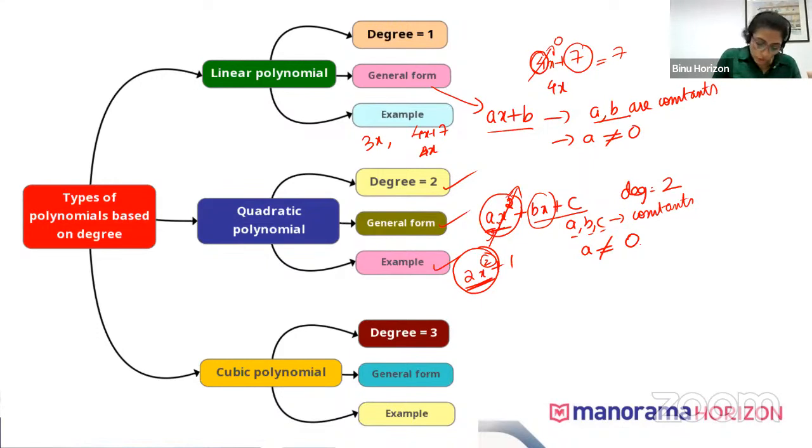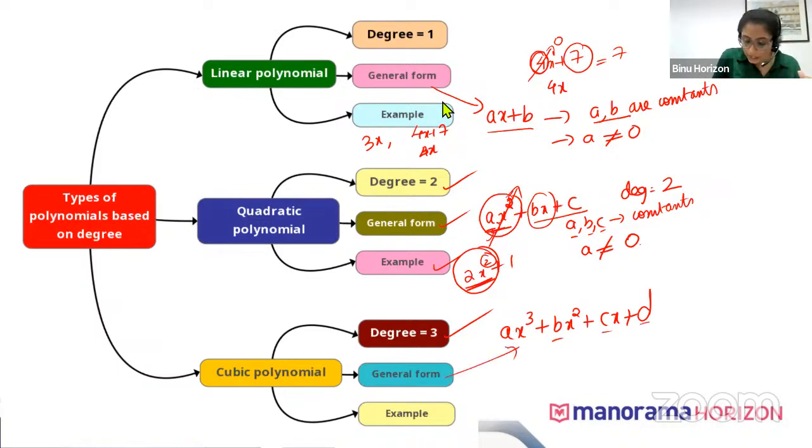Understood? Now coming to the cubic polynomial, it is of degree 3. Degree 3 means it will go to the higher level. It will take one more constant. So what will be the general form? ax cube, so the highest degree should be 3. ax cube plus bx square plus cx plus d. And what is the condition to be satisfied over here? We got the general form.